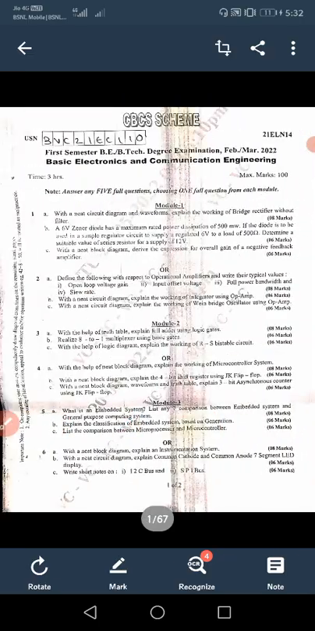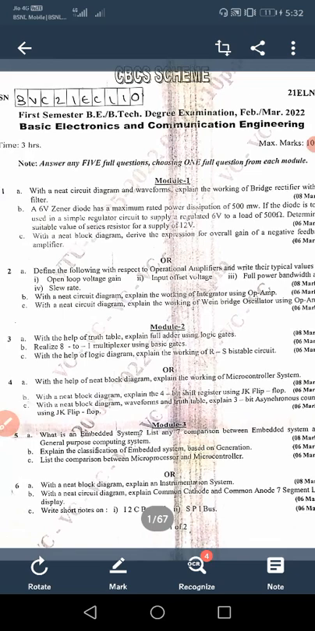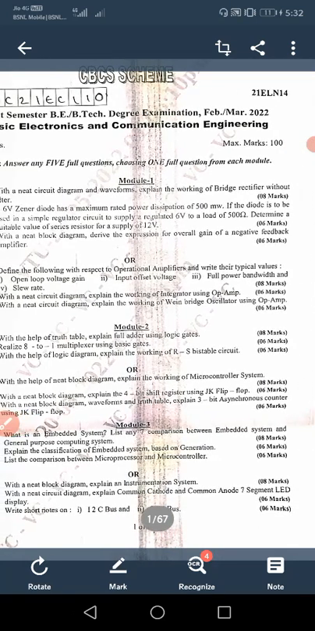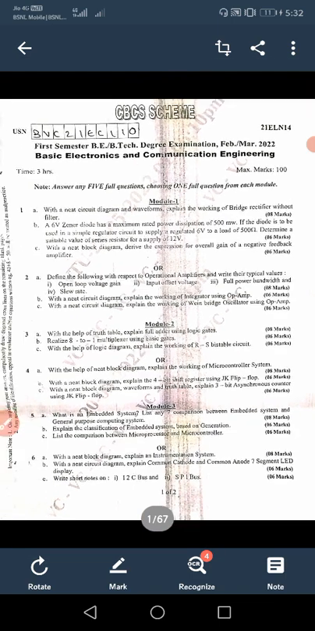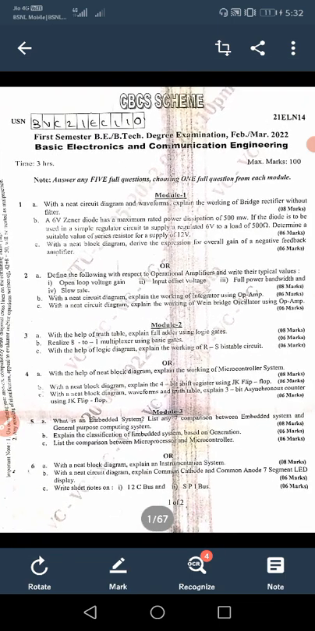The next question is about a problem. A 6 volt Zener diode has a maximum rated power dissipation of 500 milliwatts. If the diode is to be operated in a simple regulator circuit to supply a regulated 6 volts to a load of 500 ohms, determine a suitable value of series resistor to supply from 12 volts. So it is for 6 marks.